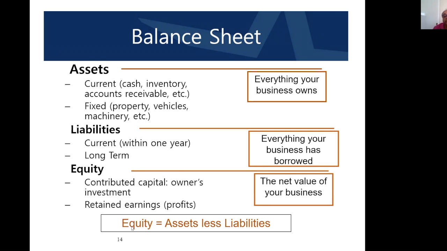Now we have this formula: equity is equal to assets less liabilities. And another easy way of looking at it is assets are equal to liabilities plus equity. So A is equal to L plus E.